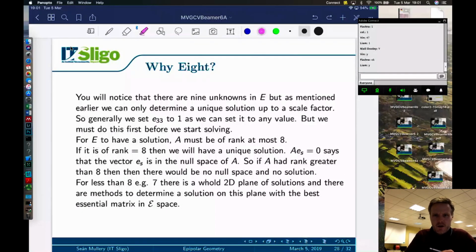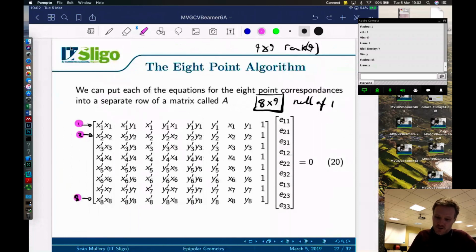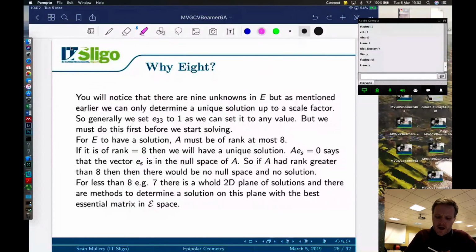So why 8? You'll notice that there are 9 unknowns in E, but as mentioned earlier, we can only determine a unique solution up to a scale factor. So generally, we set E33 to 1, because we can set it to any value, but we must do this first before we start. You can't just set it to 1 later, okay? You set it to 1 at the beginning, and then everything else is in relation to that.